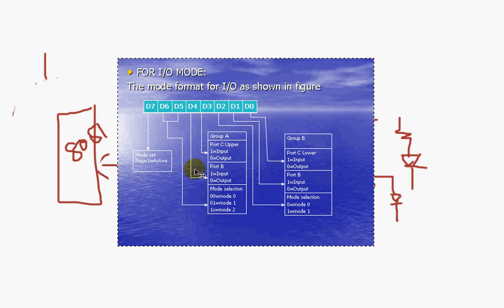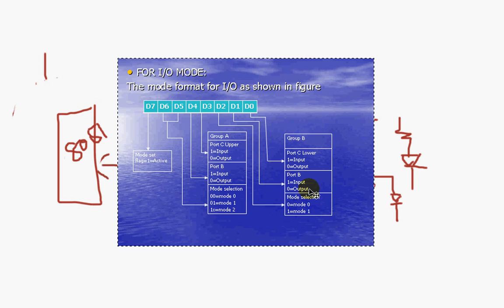I have a little bit of confusion, correct. D3 is for port C upper, input or output, D4 is for port B, whether input or output, and D5, D6 select mode 0 or mode 1 or mode 2. By default you select mode 0, correct? And D3, D4, D5, D6 together we call group A. And D7 by default is 0 for conventional mode 0, so you make it 0 and work it out for this.